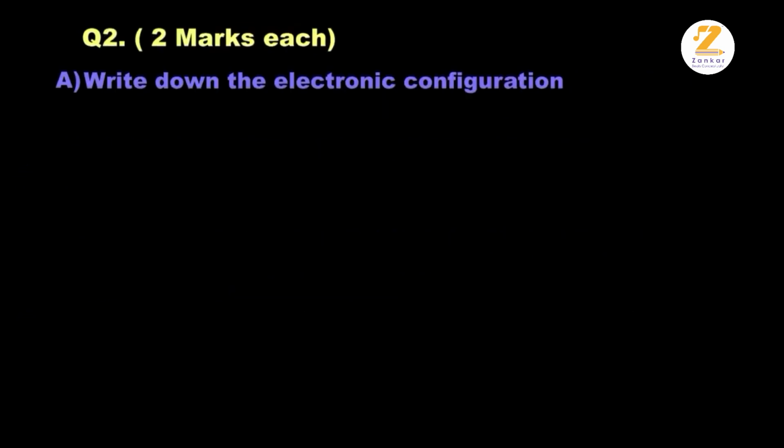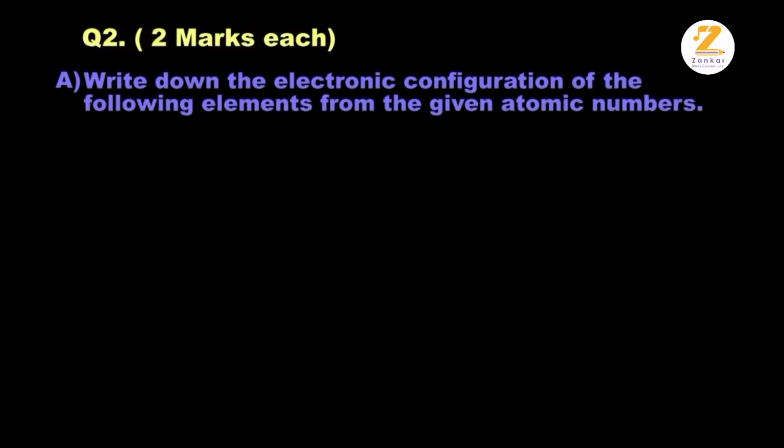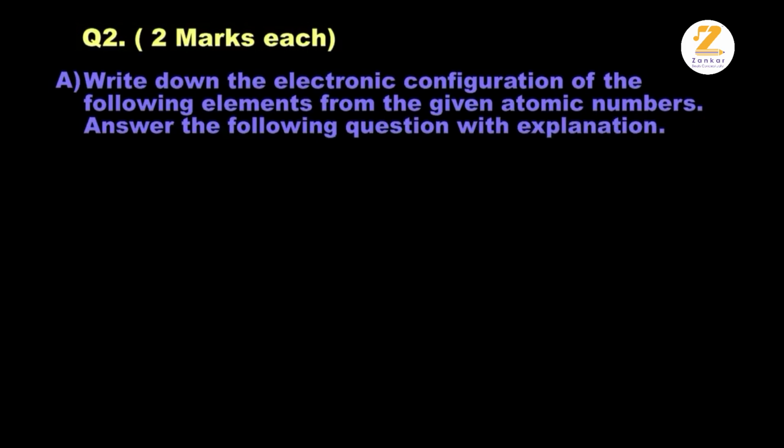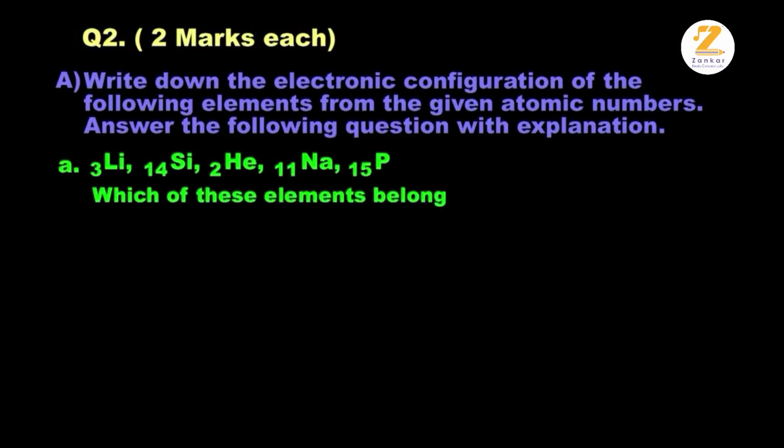Question 2. 2 marks each. Write down the electronic configuration of the following elements from the given atomic numbers. Answer the following question with explanation. Lithium 3, silicon 14, helium 2, sodium 11, phosphorus 15. Which of these elements belong to period 3?